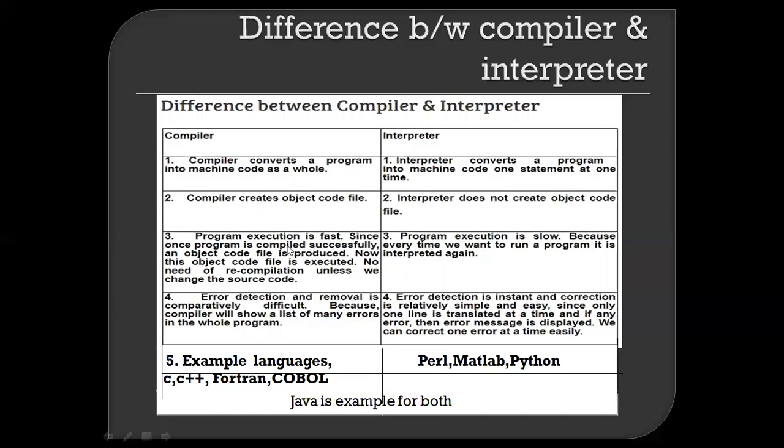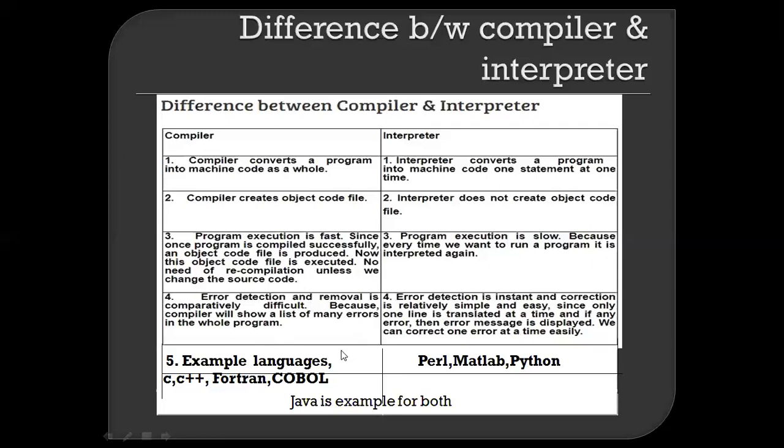With a compiler, program execution is fast because once it is compiled successfully, it can be run many times without being compiled again and again. But with an interpreter, whenever you want to execute, it recompiles again, so program execution is slow. Error detection and removal is comparatively a bit difficult in a compiler because the whole program executes at once, whereas with line by line execution in an interpreter, error detection is comparatively easy.